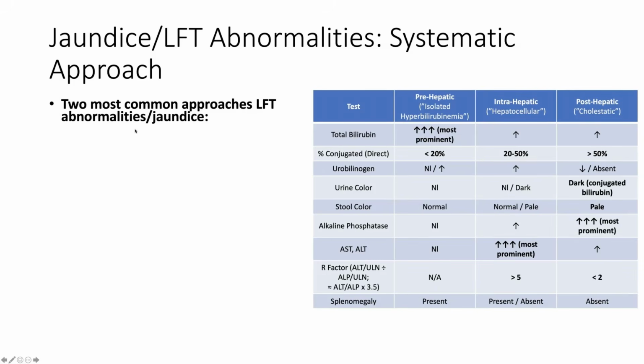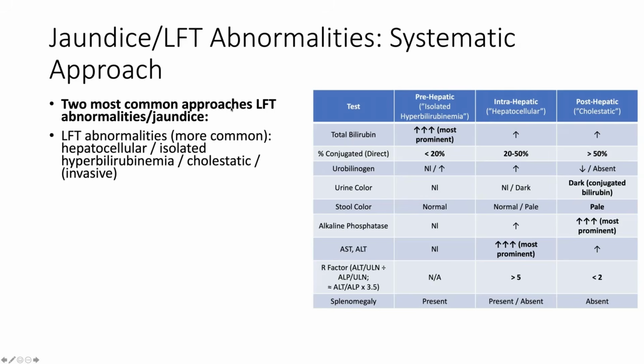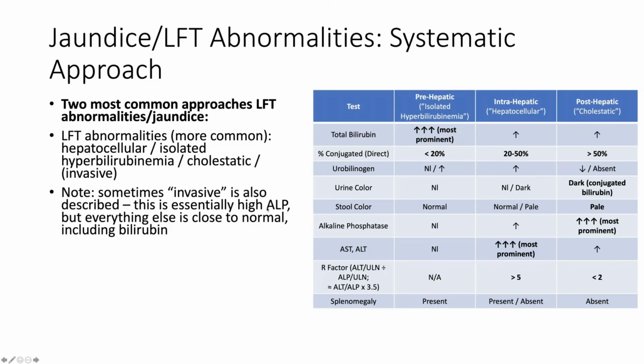So as a reminder, there are two most common approaches for LFT abnormalities and for jaundice. The most common is to look at just the pattern recognition. So you'll see hepatocellular, isolated hyperbilirubinemia, cholestatic, and then sometimes infiltrative. It's essentially high alk phos, but everything else is close to normal, including the bilirubin. So it's sometimes included, so I describe it just so that you know, but it's not that common.